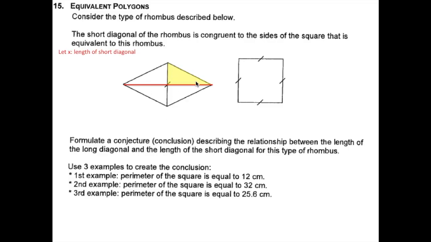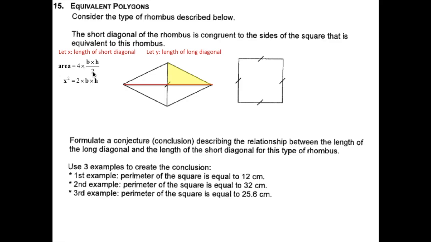If we're looking at the area of this triangle, it's going to be base times height divided by 2. And we've got 4 of them. Let x be the length of the short diagonal, which is this or that. Let y be the length of the long diagonal. So the area is going to be 4 times the area of this yellow triangle. So 4 times base times height divided by 2. Now the base is going to be half of the long diagonal, and the height is going to be half of the short diagonal.